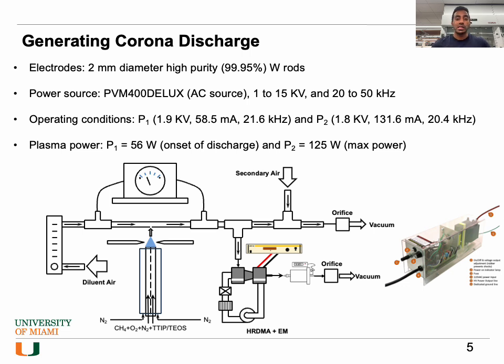Now, we operate the plasma under two conditions, P1 and P2. P1 is for a plasma with a power of 56 watts, which is the minimum power required for the onset of discharge, and the P2 condition is for a plasma with a power of 125 watts, which is the maximum power that we could generate with our current power source. And over here you can see in the inset plot how the flame with the coronal discharge looks.